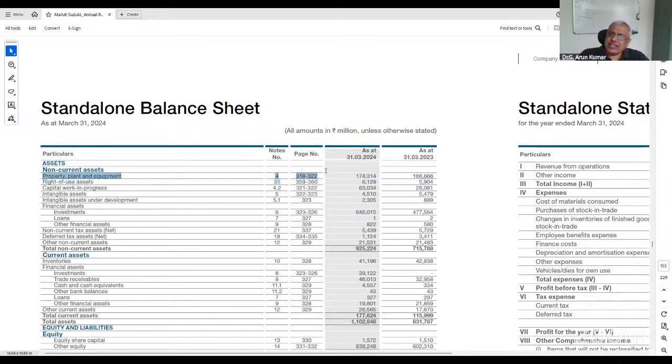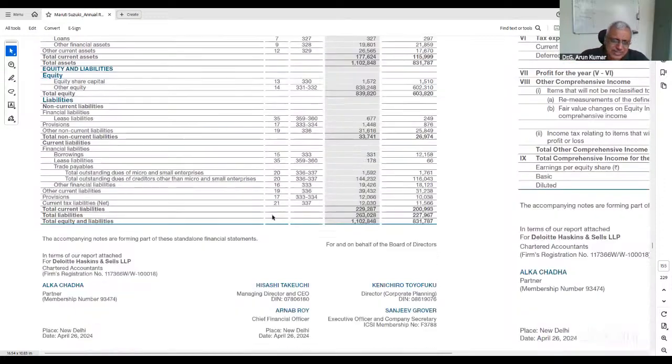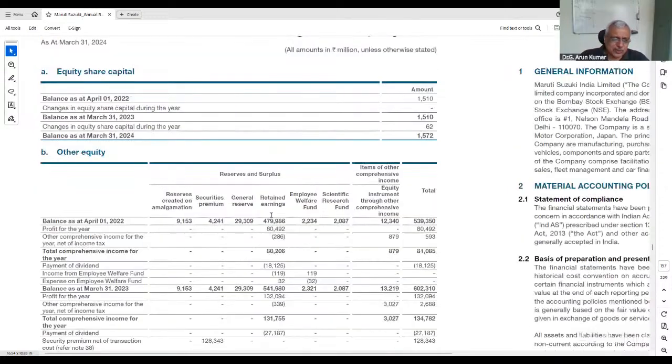In property, plant, and equipment, it's about 174,314. Now, what is this property, plant, and equipment? I need to know what it is. I am looking at note number 4, schedule number 4, page number 318.